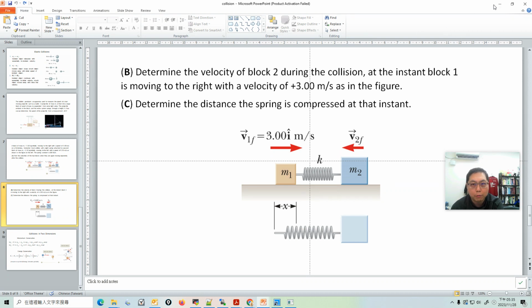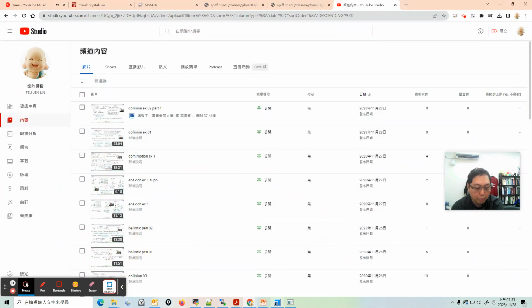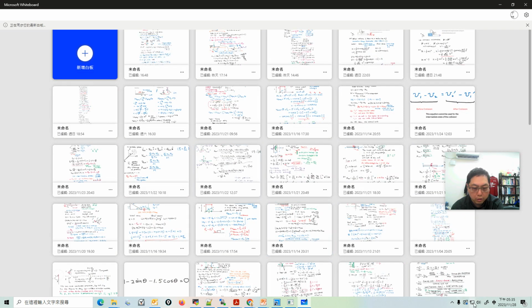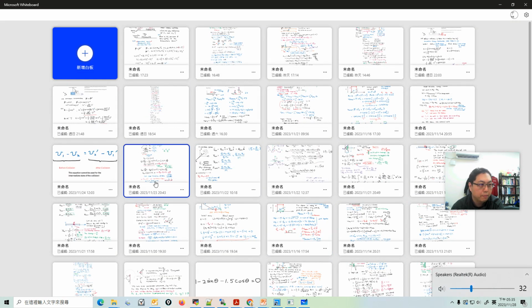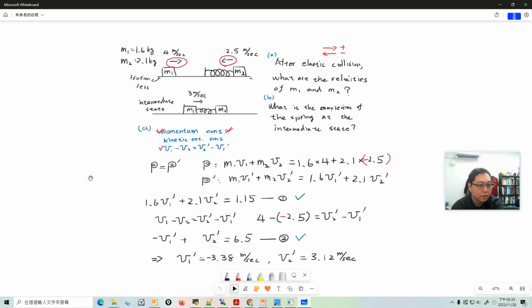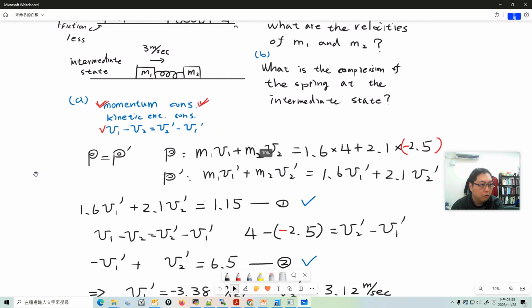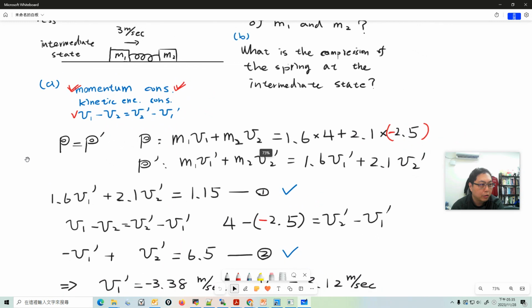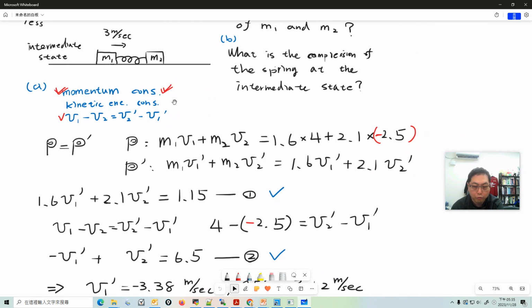How do we solve this problem? This is also a kind of collision problem, but in a collision problem, what is our analysis tool? Let's go back to this problem. In that problem, what's our tool for analyzing a collision? Momentum conservation, right?